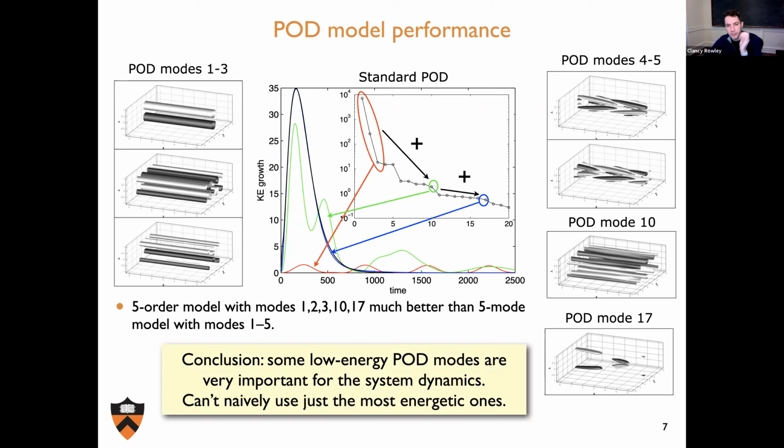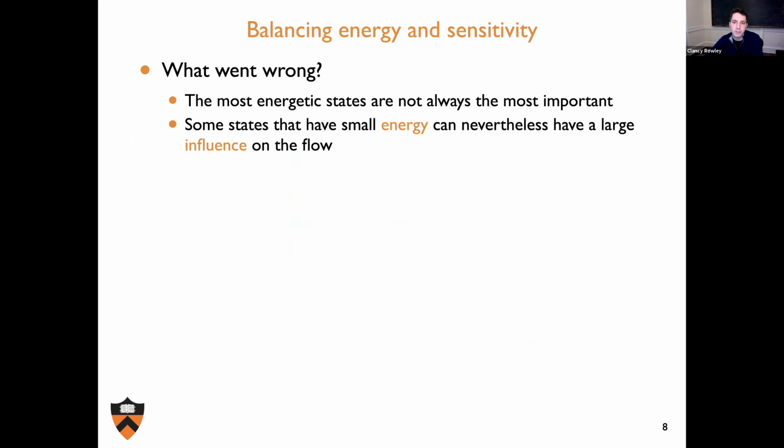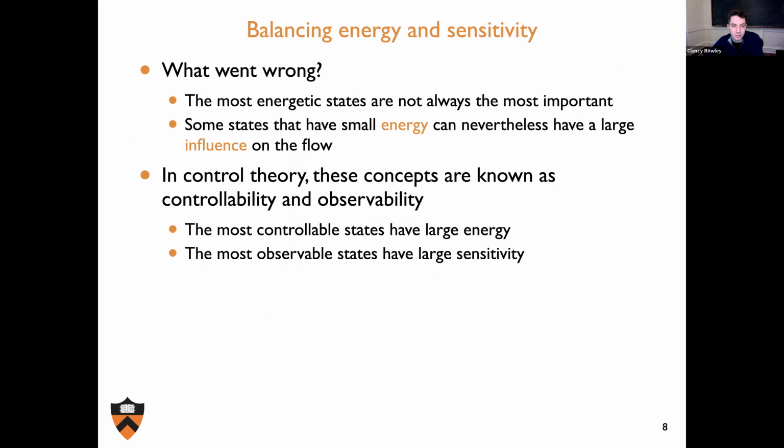Well, this is a little bit frustrating. You'd like to have a method that works a little better than needing to hunt around and find low energy modes. So what went wrong here? As we said, the most energetic states are not always the best ones to keep, and some states that have small energy can have a big effect on the flow. In control theory, these concepts have names: controllability and observability. The most controllable states are the ones with large energy. The most observable states have the largest sensitivity.